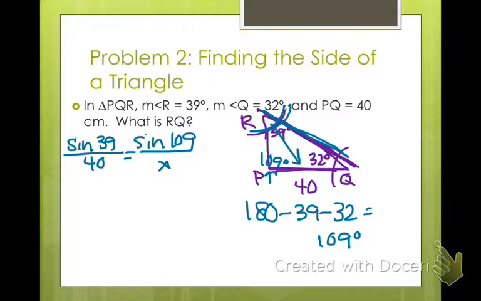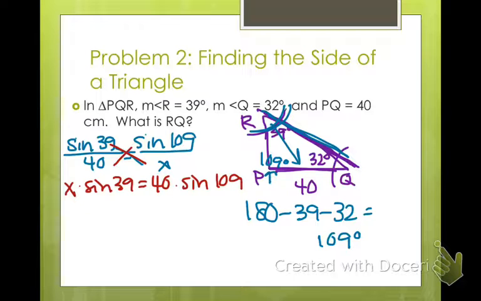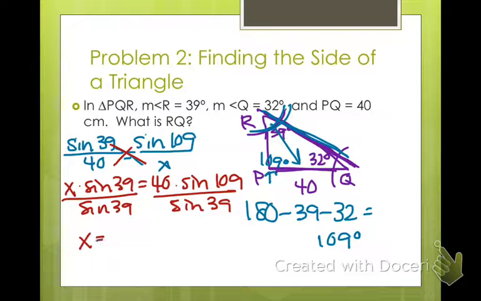Okay, so if we were to go ahead and simplify, we can cross multiply. Let me grab a different color here, just for clarity's sake. So x times sine of 39 equals 40 times the sine of 109. And then to get x by itself, you divide by sine of 39. So then you put into your calculator 40 times sine of 109 divided by sine of 39.